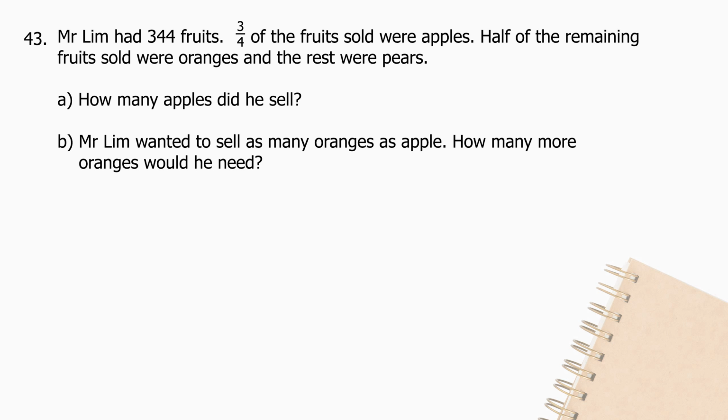Question 43. Mr. Lim had 344 fruits. 3/4 of the fruits sold were apples. Half of the remaining fruits sold were oranges and the rest were pears. A. How many apples did he sell? B. Mr. Lim wanted to sell as many oranges as apples. How many more oranges would he need?